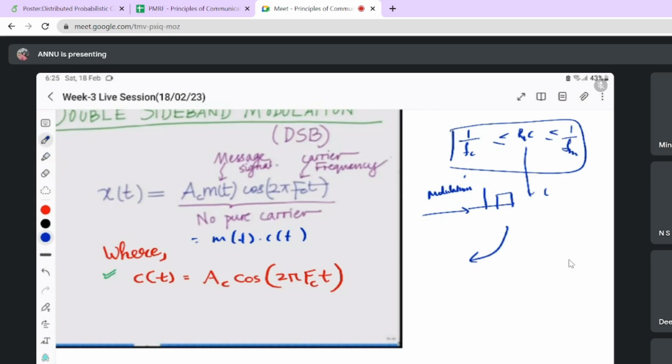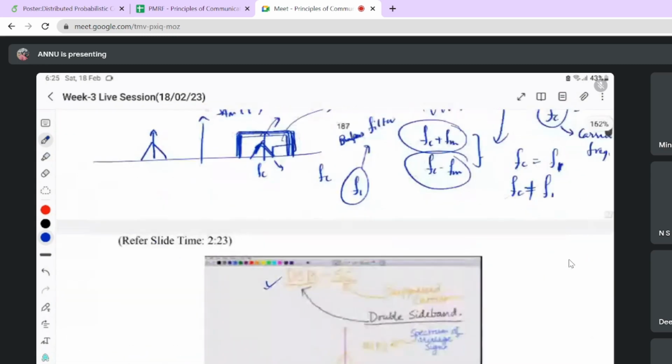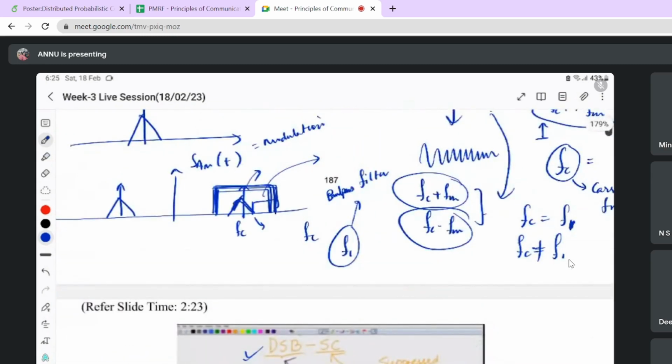But madam, is F1 close to FC in order? Yes. We know FC is much greater than FM. F1, because it is a characteristic of the filter, is close to around FC. It cannot be close to FM because FM is much lesser than FC.